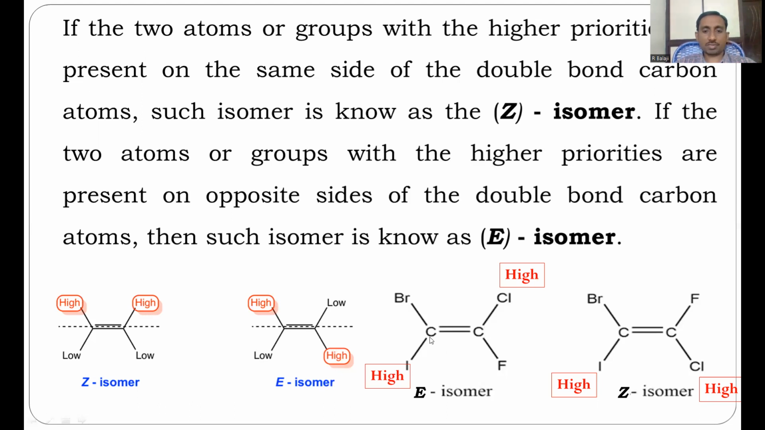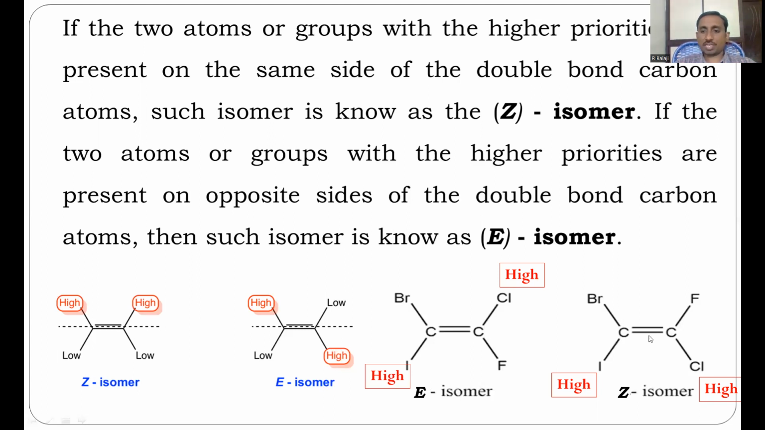Now take an example. The double bonded carbon system contains halogen atoms: fluorine, chlorine, bromine, iodine. Here, this carbon atom contains bromine and iodine. Iodine is a higher priority than bromine, and the second carbon contains chlorine and fluorine. Chlorine is a higher priority than fluorine. So both high priority groups are present on the opposite side of the double bonded system. It is considered an E isomer.